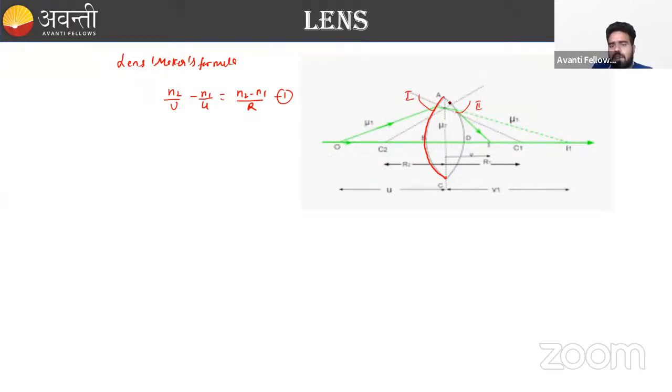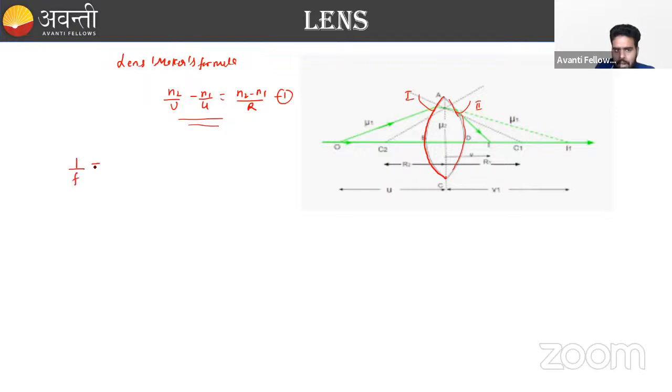If we again apply this formula for the second surface, we get a similar relation: N2 by V minus N1 by U equals N2 minus N1 upon R. Here we put the radius of curvature of this surface as R2; where the object is kept we take as N1, and where the image is formed we take as N2. After solving the two equations for surface 1 and surface 2, finally we get a very important formula, and we have already studied it.